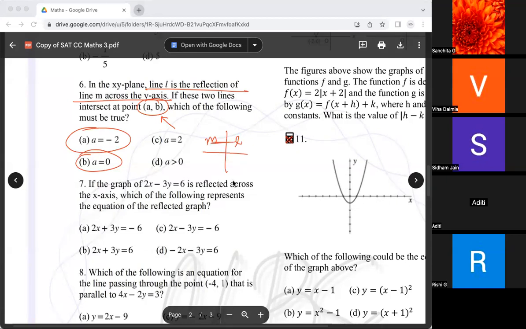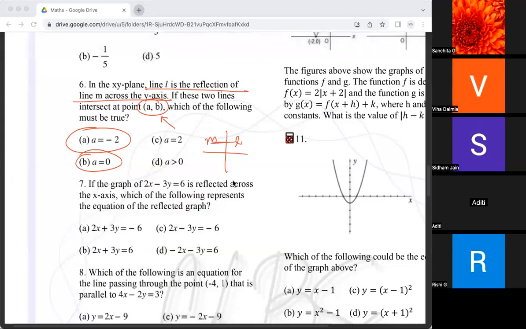Can I say that, guys? Yeah, the point of intersection has to be on the y-axis. So if it is on the y-axis, the x coordinate has to be 0. Now the language of the question is "must be true." The language is slightly confusing. Must be true means that it always has to be true. -2 may be true, could be true, but what will always be true is this: A has to be 0. A is the x coordinate.